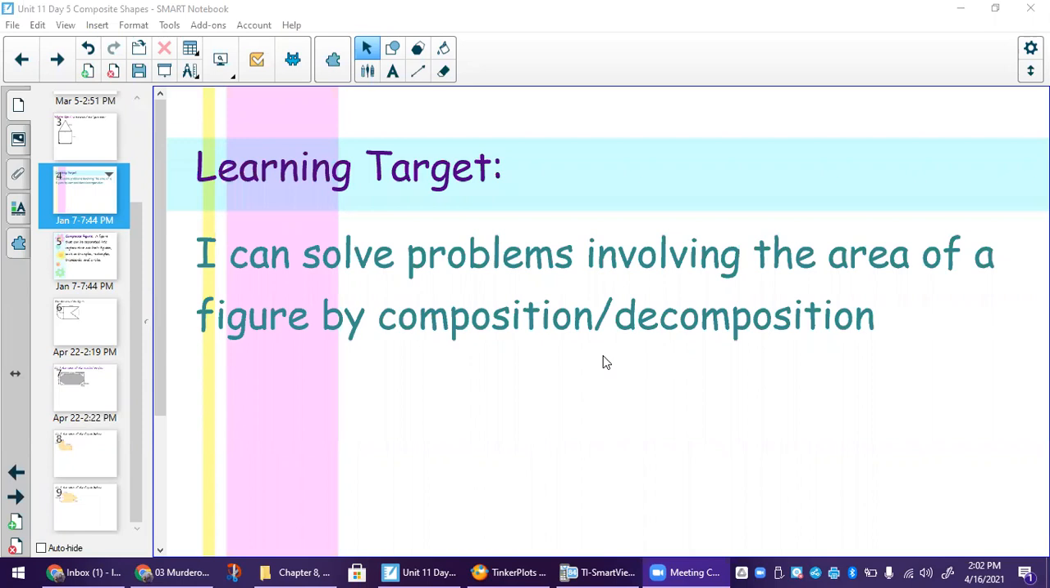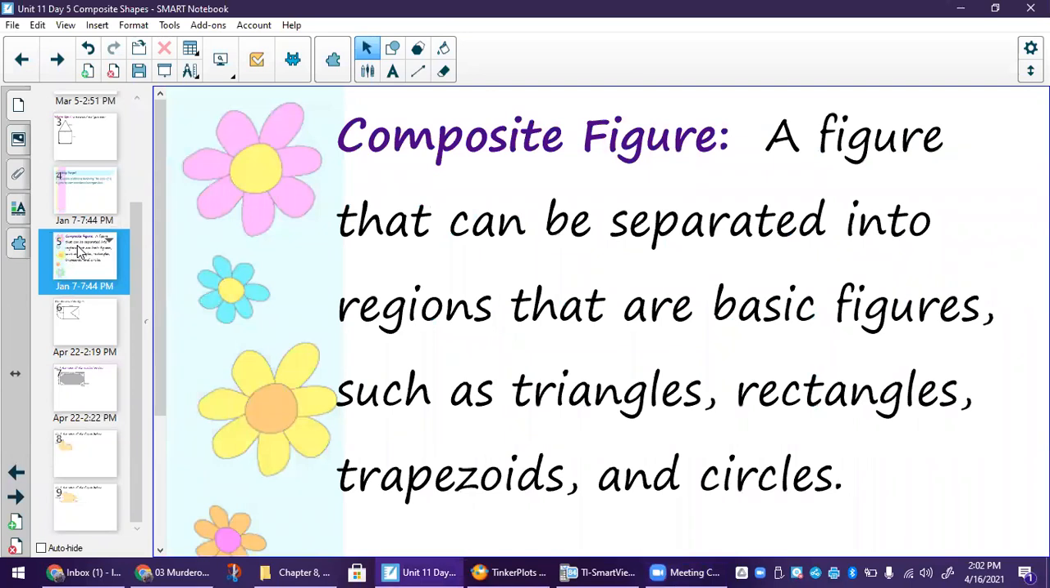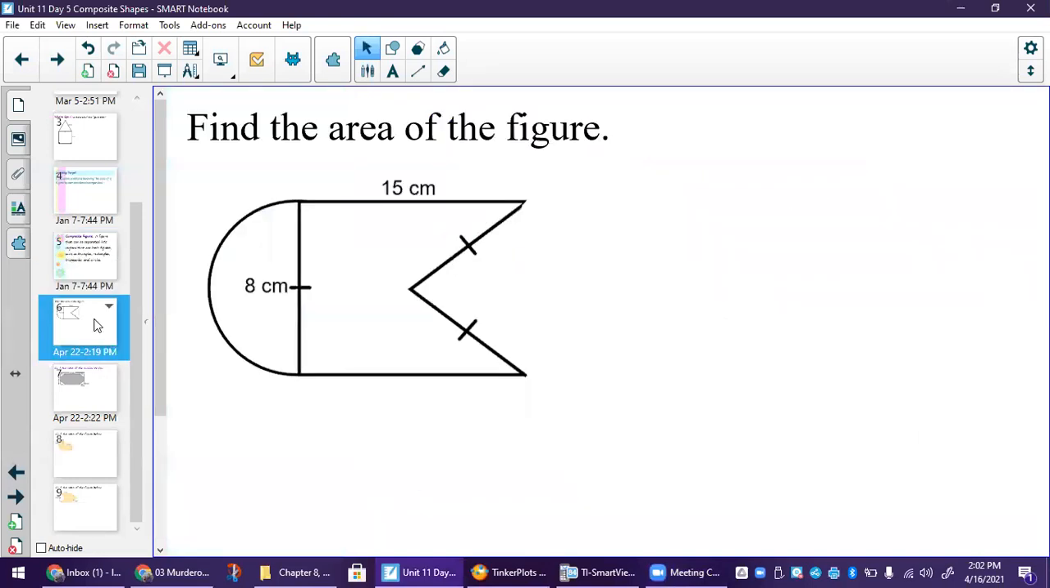Today, our learning target is that we are going to talk about finding area of figures by composition or decomposition. A composite figure is a figure that can be separated into regions that are basic figures, such as triangles, rectangles, trapezoids, and circles. Basically, it's like a couple shapes connected or a shape missing from a shape. So we'll look at some examples here.